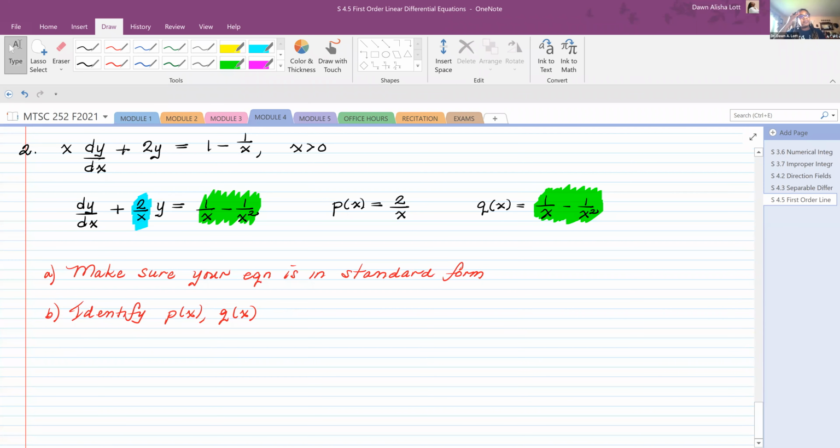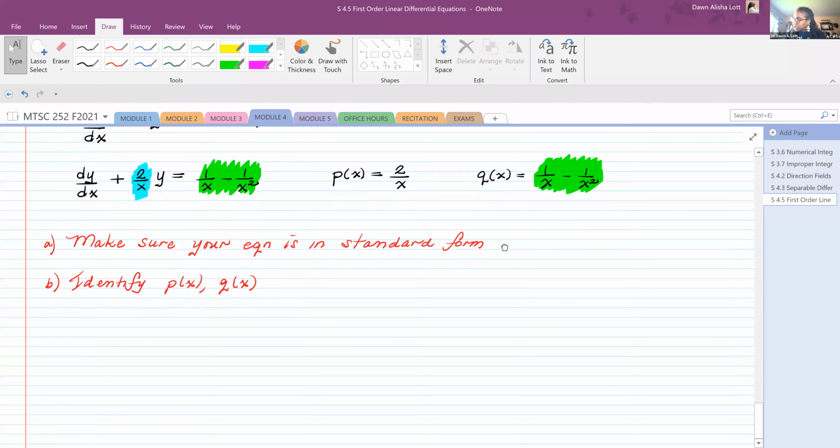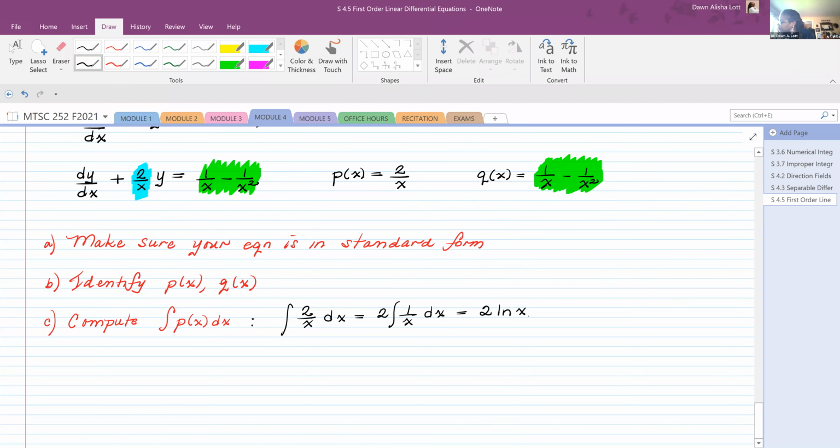Okay, so now that we identified p of x and q of x, now we need to compute the integral of p of x dx. So you get the integral of 2 over x dx. Well, that's 2 times the integral of 1 over x dx. So that's 2 times the natural log of x. Okay, any questions?